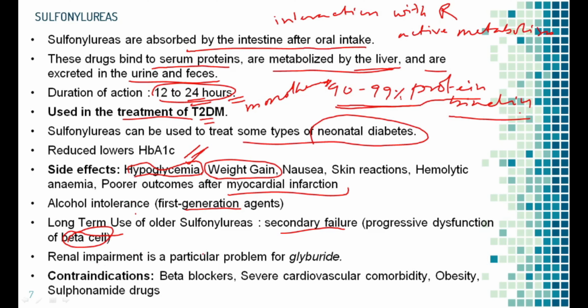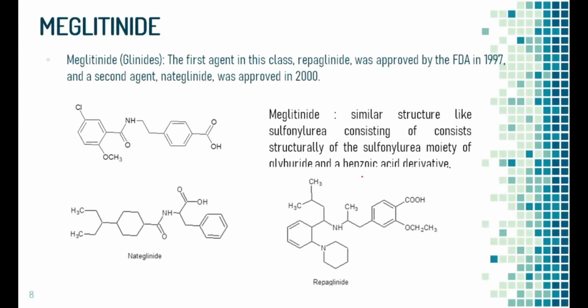Renal impairment is a particular problem with glyburide. Contraindications include beta blocker use, severe cardiovascular comorbidity, obesity, and sulfonamide drugs, because they have the skin rash problem. If we use sulfonamide drugs, in some cases it can be enhanced. So this is all about the sulfonylureas.